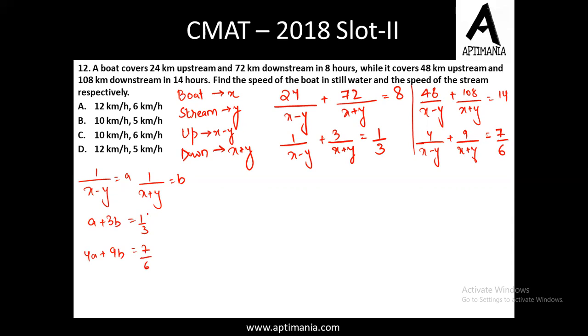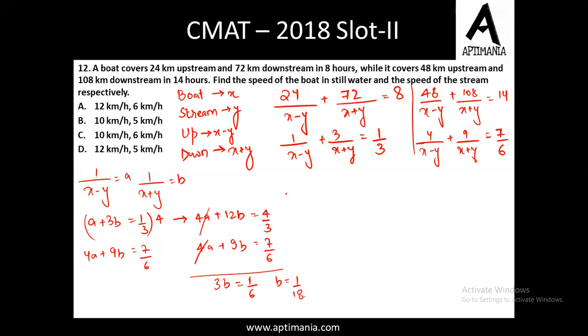I'll multiply the first equation by 4. So I'll have 4a plus 12b equal to 4 by 3 and 4a plus 9b equal to 7 by 6. On subtracting the two, 4a and 4a will get cancelled out. I'll have 3b equals 1 by 6. This will give me the value of b equals 1 by 18.